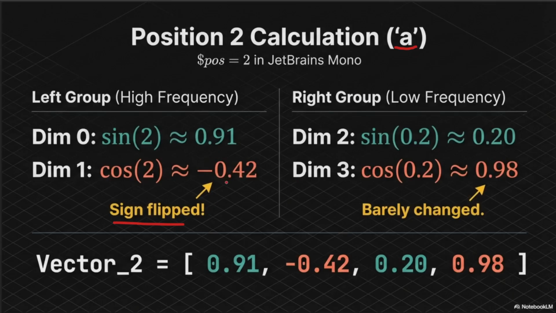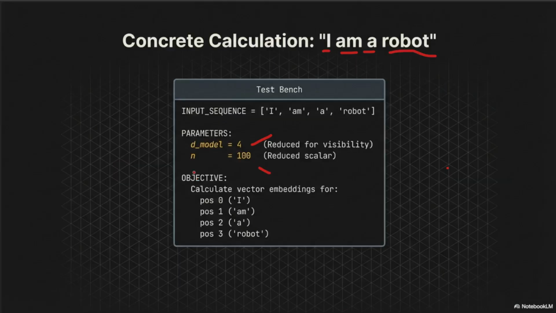From 0.54 it becomes minus 0.42. This is high frequency. This is the high frequency that we talked about here.